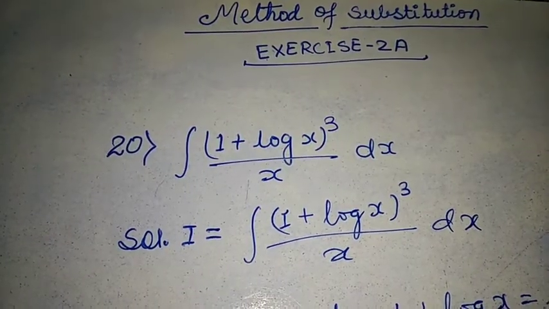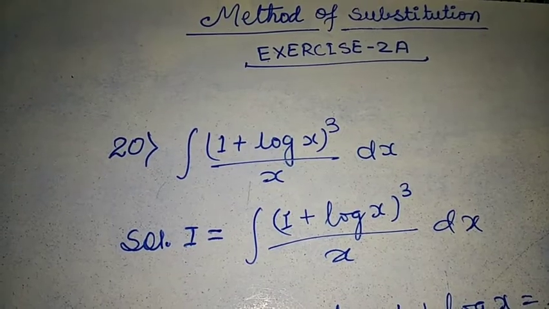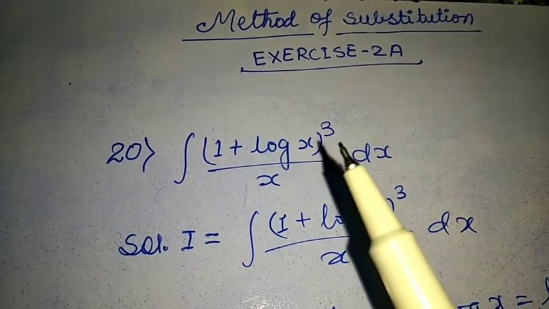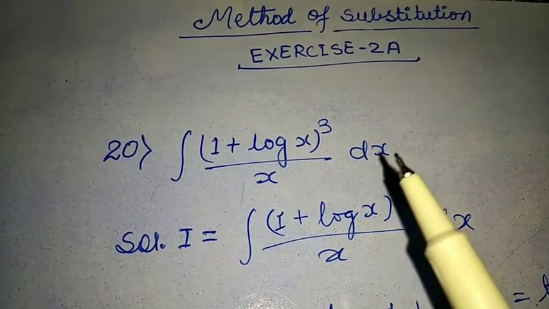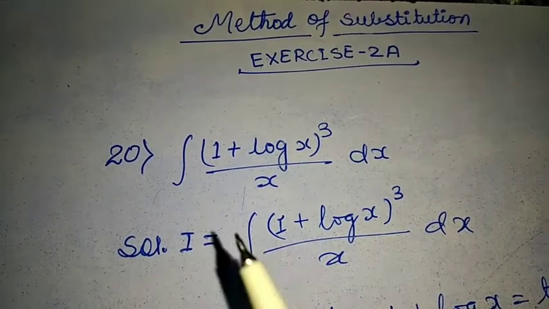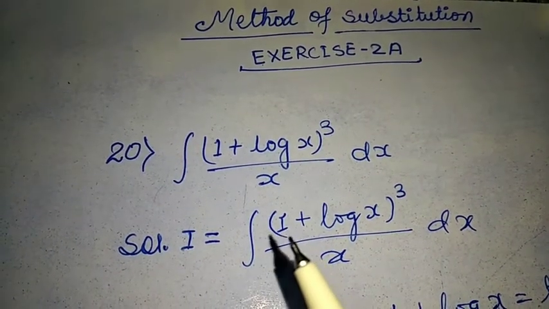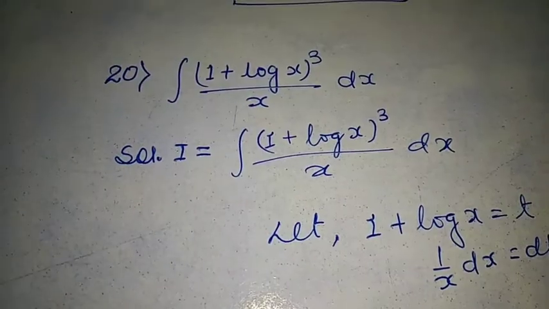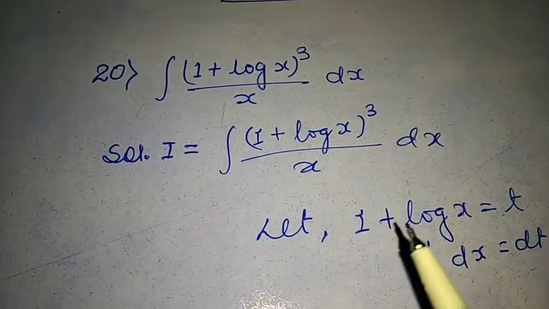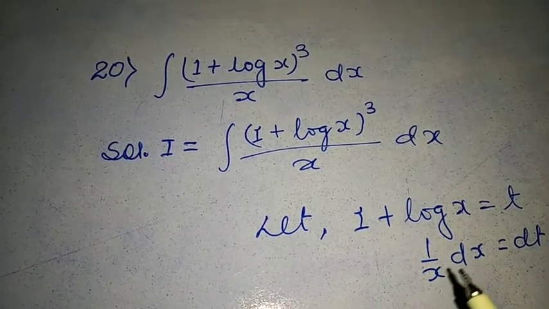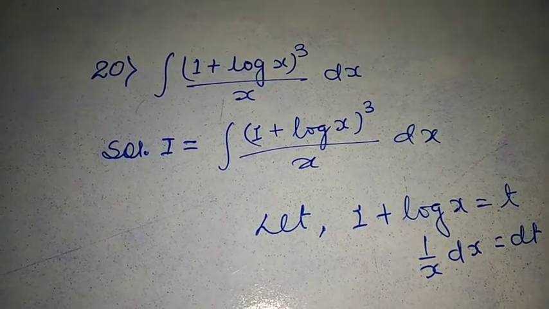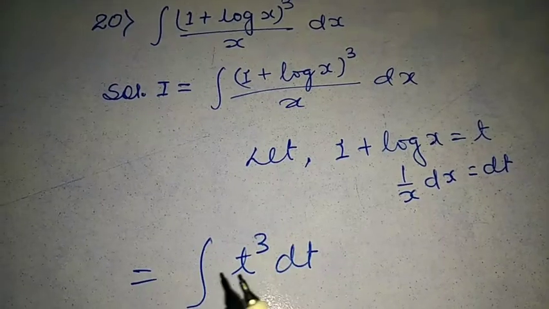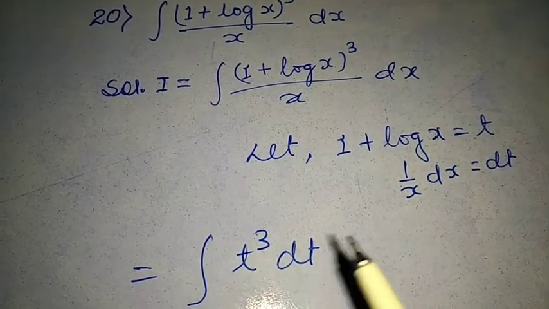Now you can see question number 20, which is integration of (1 plus log x) whole raised to the power 3 upon x into dx. For solving this, we will substitute t in the place of 1 plus log x. So when we differentiate both the sides, it will be 1 upon x into dx is equal to dt. So now we can write it as integration of t to the power 3 into dt.